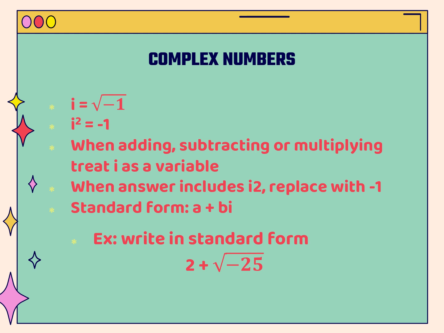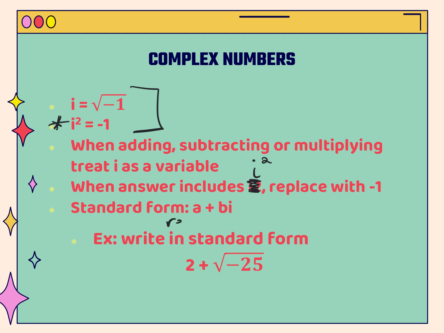So whenever we are going to be adding, subtracting, or multiplying, we're just going to treat i as if it's a variable. Now, when your answer includes, and let me fix this, it should be an exponent, so it's really i to the second. So whenever your answer includes an i squared or an i to the second power, we're going to replace i squared with a -1, because this is what you're going to memorize, that i squared equals -1.